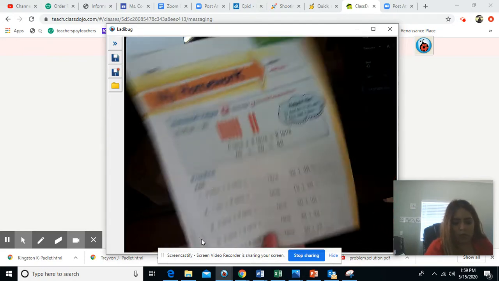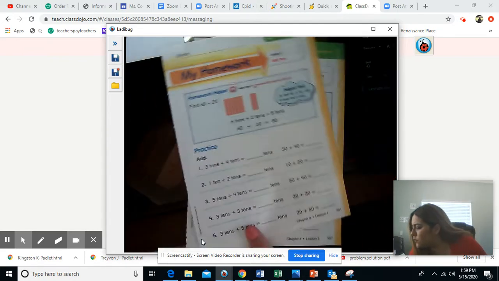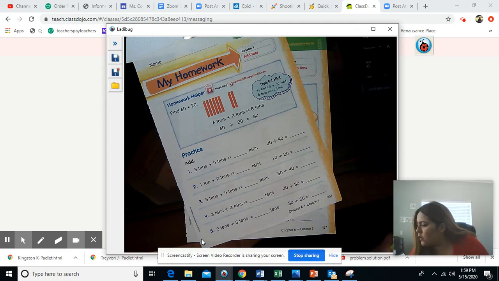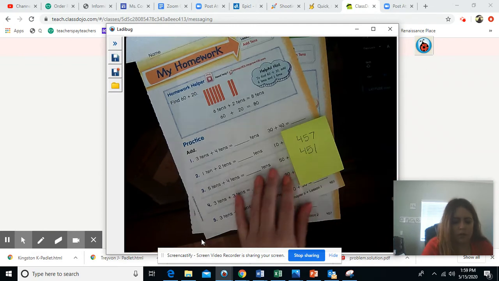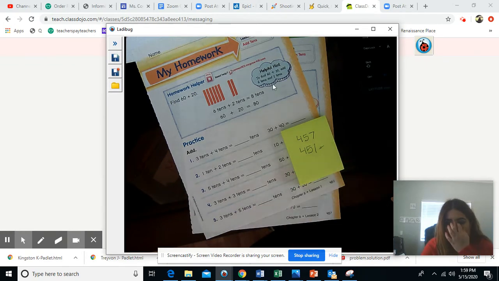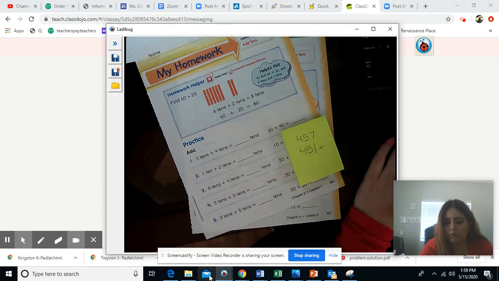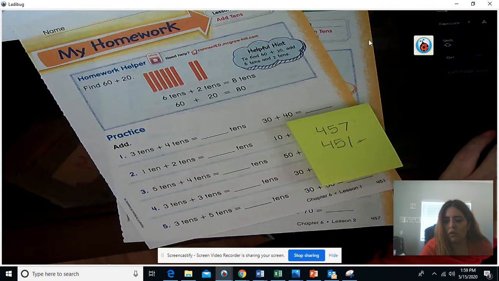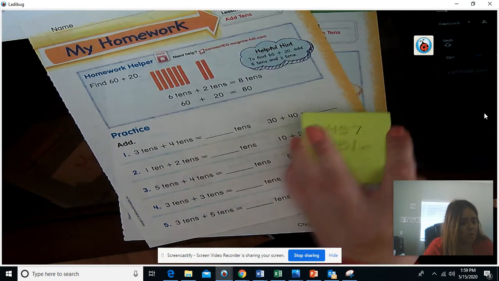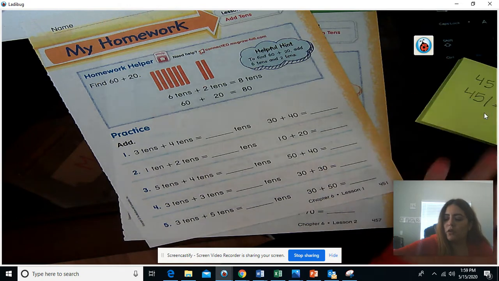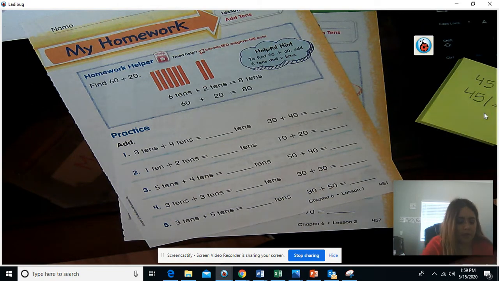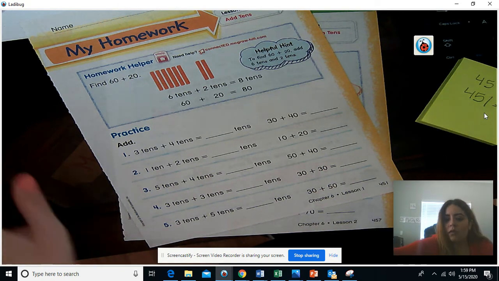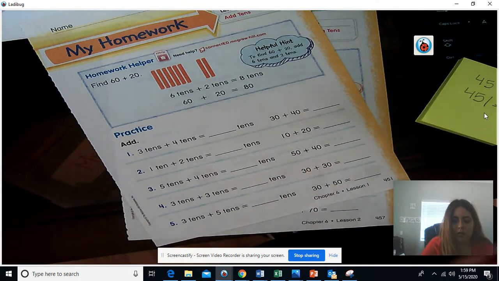Okay, we're gonna start with 451. We're going to start with page 451, this one. If you have your little manipulatives, go ahead and grab them. If you don't have them, then that's okay.